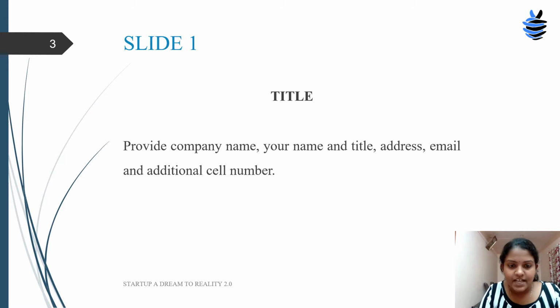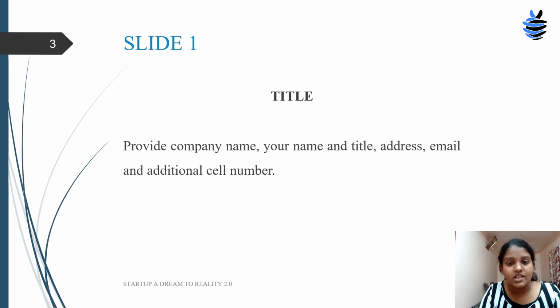Slide 1. Title. Provide company name, your name, title, address, email and additional cell number. We all know that every startup or organization has got its own name, a company name. So in the first slide, like basic information, you must provide the company name, your name or the founder's name of the startup or the organization, the address which is well defined now, and the email of the company and an additional cell number for contact purposes.